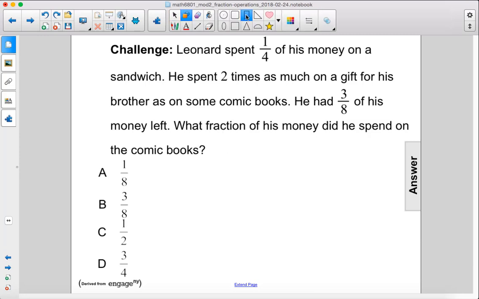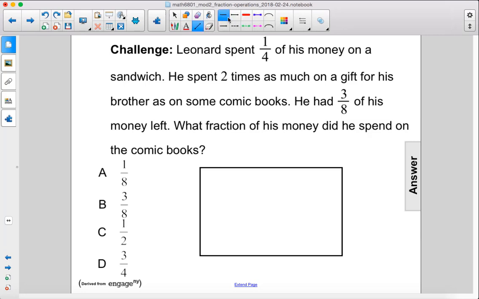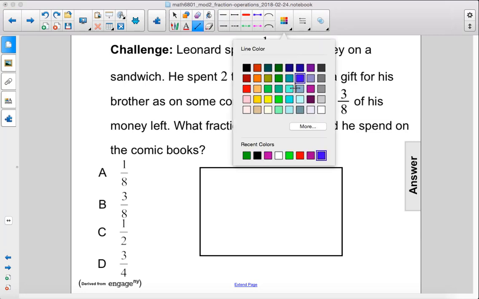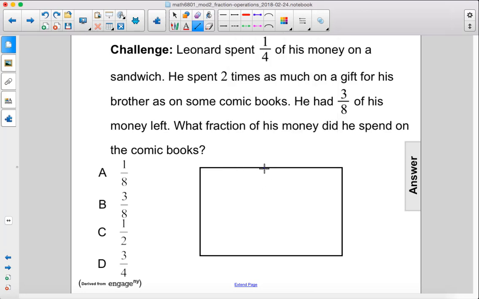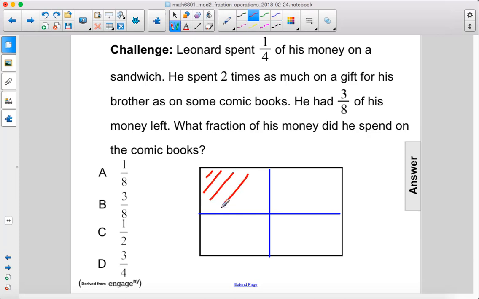All right, so let's draw a rectangle that represents all of Leonard's money. This is all of Leonard's money. We know he spent 1/4 of his money on a sandwich, which was a great decision. So we'll split this up into fourths. Here's fourths. He spent this entire box on a sandwich.